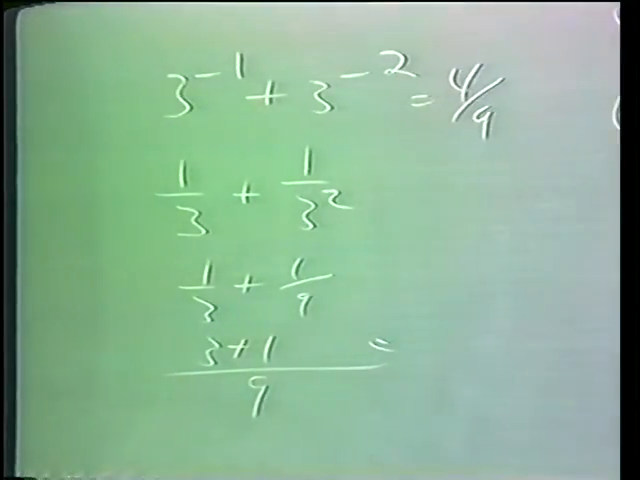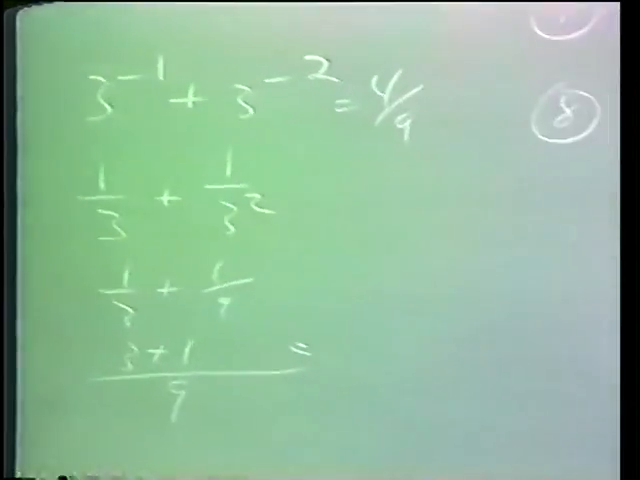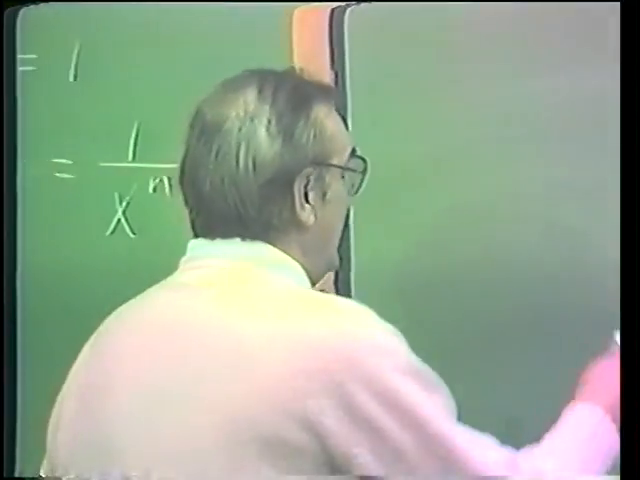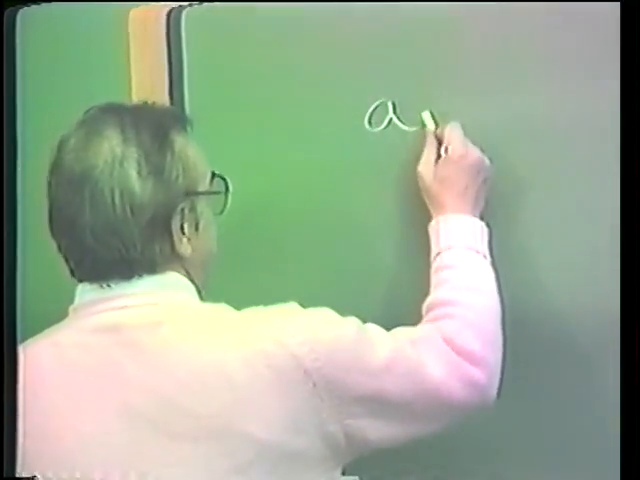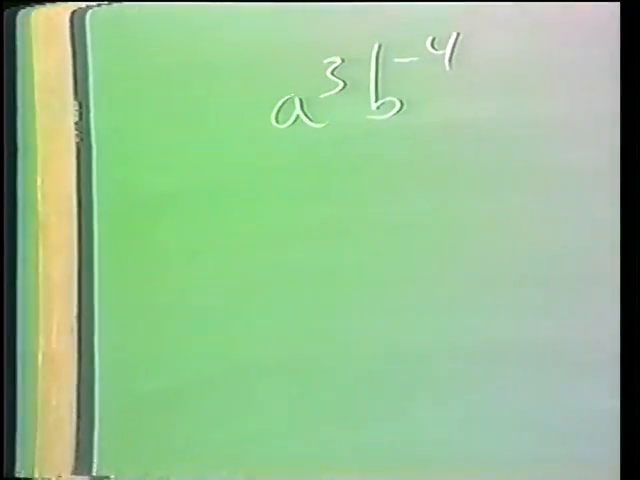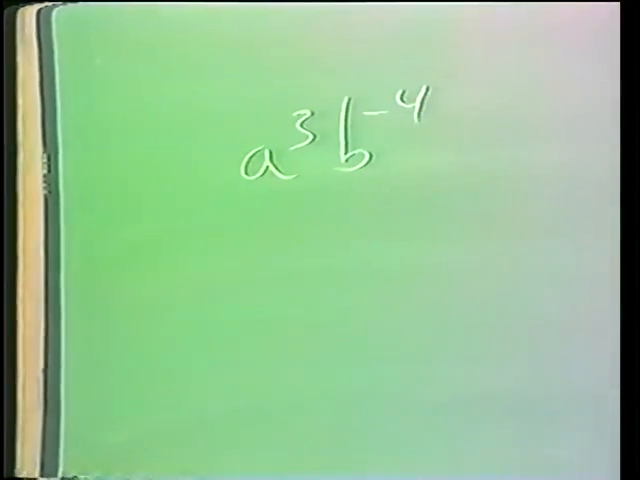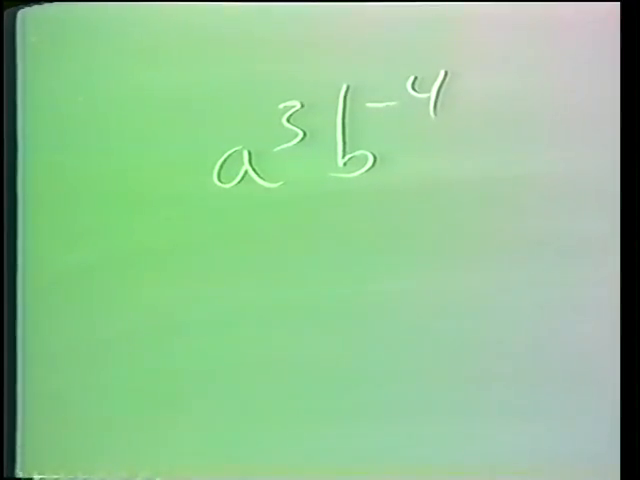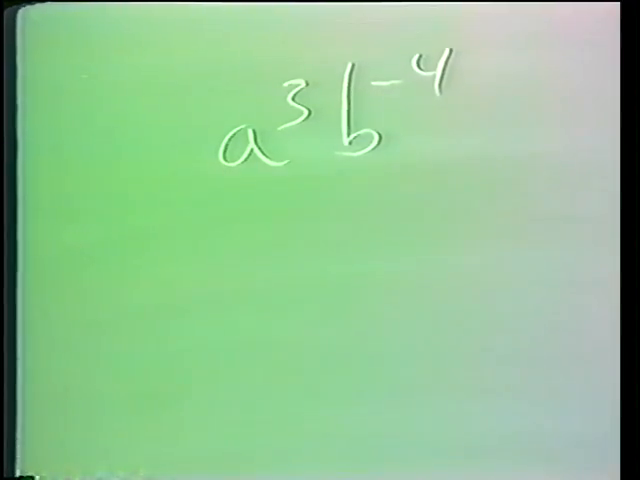Okay? This next group of problems I'd like you to write as a single fraction in simplified form without negative exponents. That's the direction. A cubed, b to the negative 4th. I'd like you to write that as a single fraction in simplified form without negative exponents.